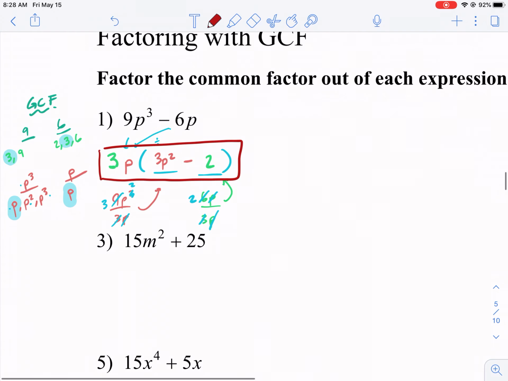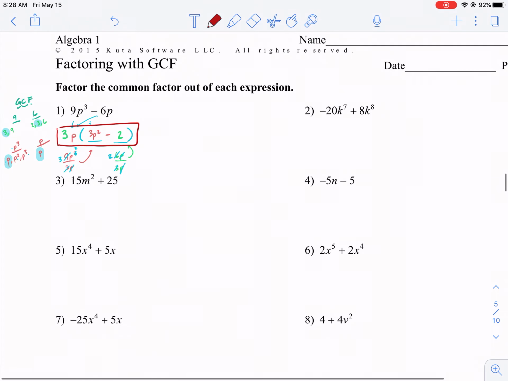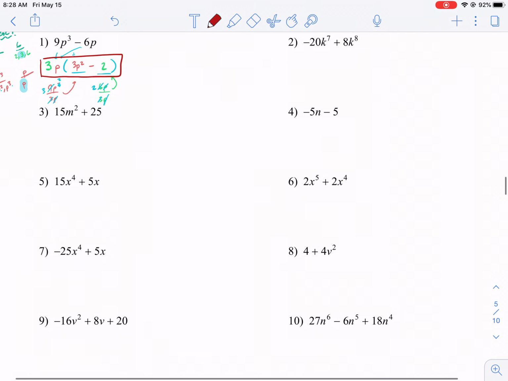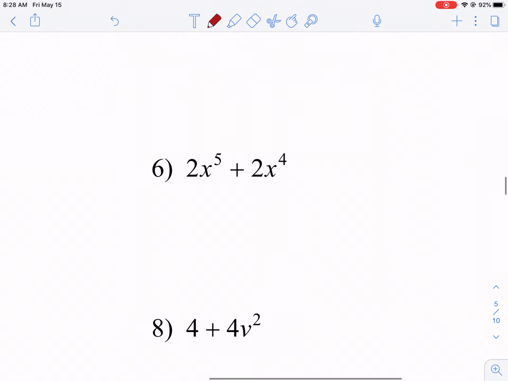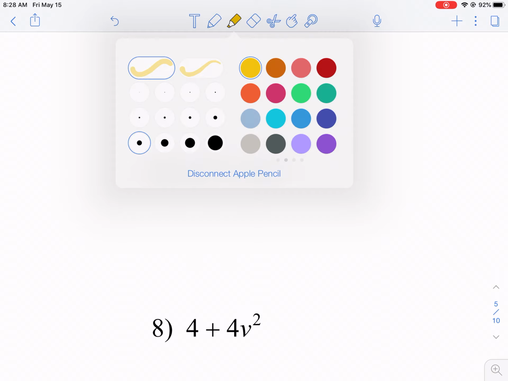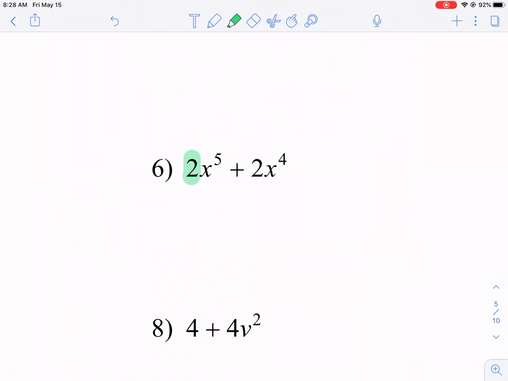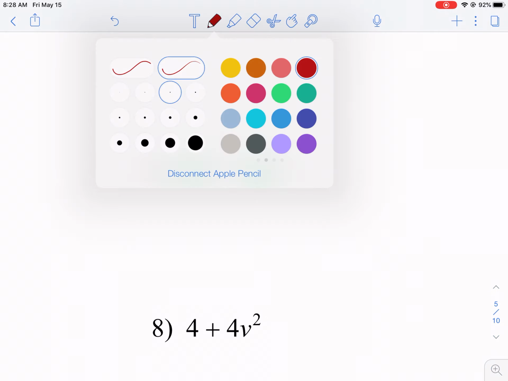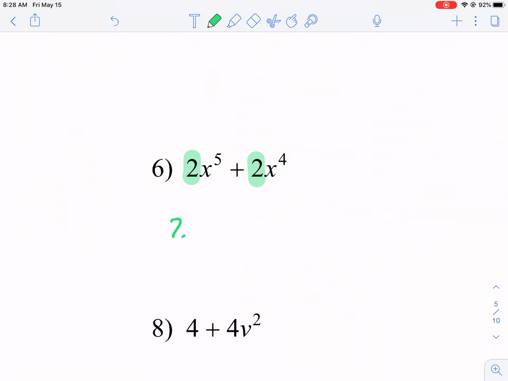I'm going to show you another way to think about factoring, so let's pick another problem to do. This one should be pretty quick, so I'll go ahead and do this one. First, we're looking at the numerical coefficients, 2 and 2. Clearly, the greatest common factor is going to be 2.